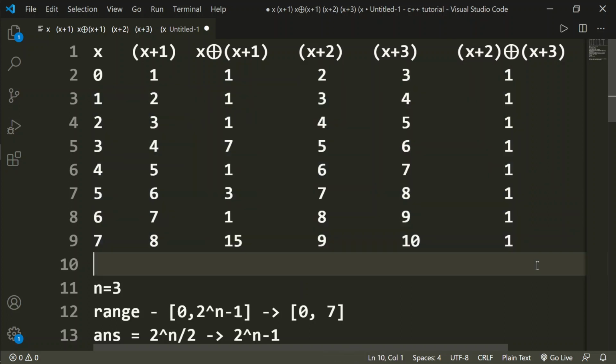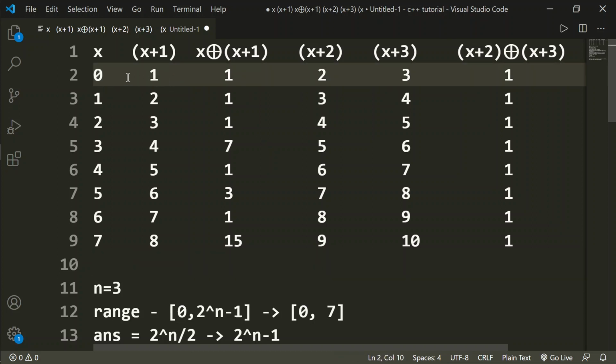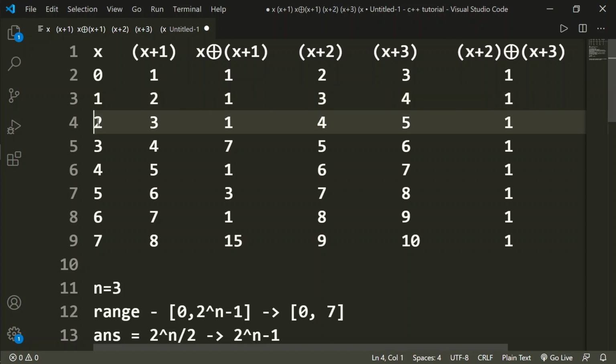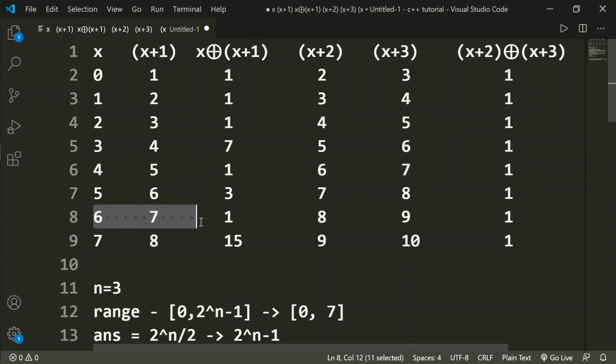Similarly, I have done the same process over here for x plus 2 and x plus 3, and the XOR of x plus 2 and x plus 3. After making this table, what I observed is that alternate pairs have their XOR value equal. Like if you observe here, 0 and 1 have XOR value 1, and after leaving 1, this pair 2 and 3 have their XOR value equal, and after again leaving 1, this pair has its XOR value equal, and again after leaving 1, this pair as well.